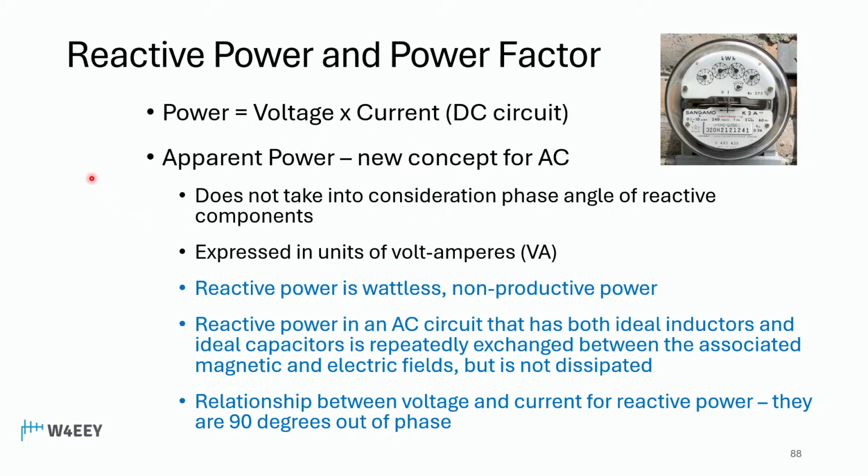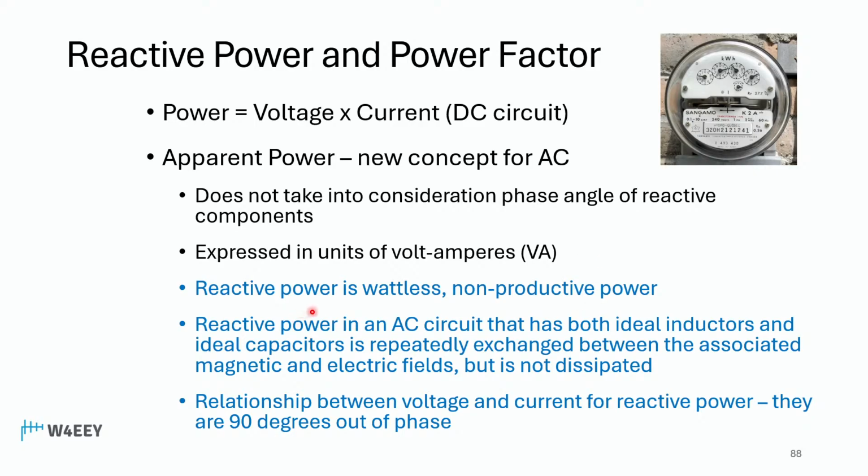Now apparent power, this is a new concept for AC. Now remember, inductive and capacitive components are reactive, and reactive components don't consume any power. So let's see how that comes into play here. Apparent power does not take into consideration the phase angle of reactive components. Instead of being expressed in watts, like it would be up here, voltage times current, it's expressed in terms of volt-amps, volts times amps, which is not the same as power.